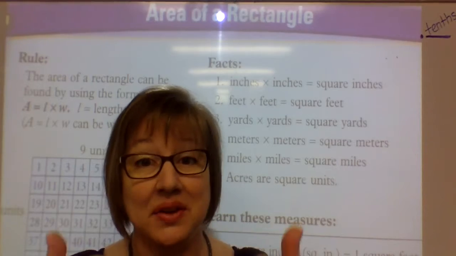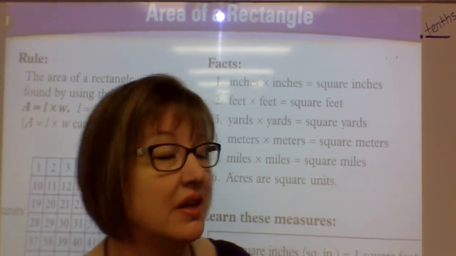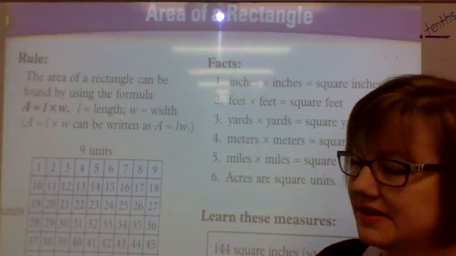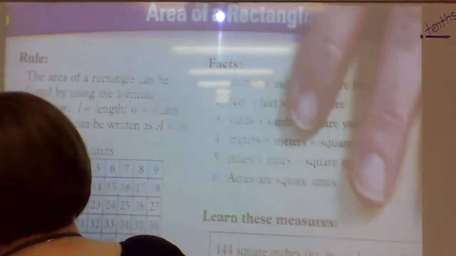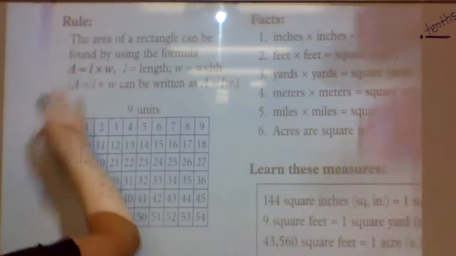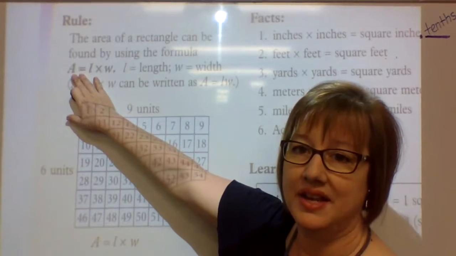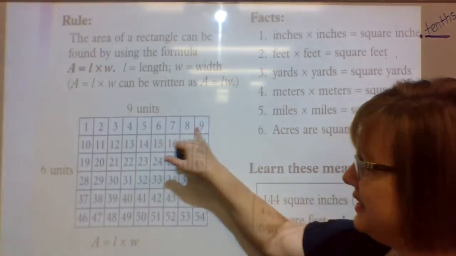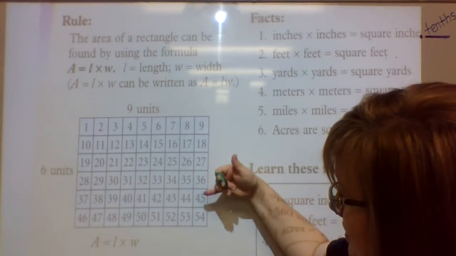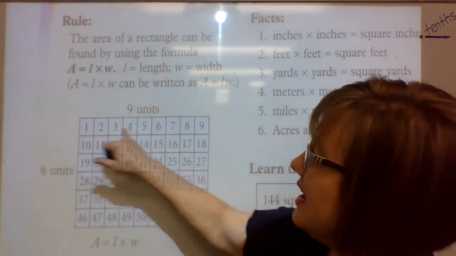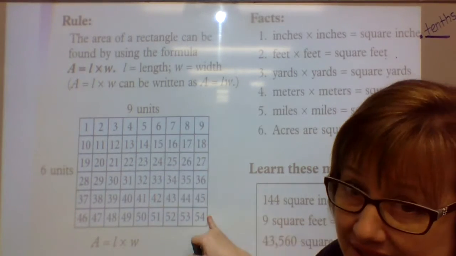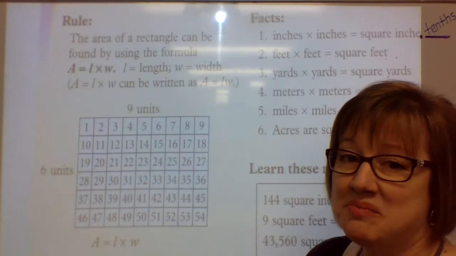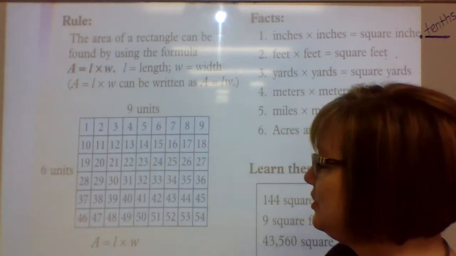Okay, so area of a rectangle. I pretty much told you yesterday. Spoiler alert, because to me the little square units thing is kind of weird. It says the area of a rectangle can be found by using the formula A for area equals L times W, length times width. So this one is 9 by 6. 9 length times 6 width is 54. Or you can take the trouble to count them all, but it's much easier to use the formula.